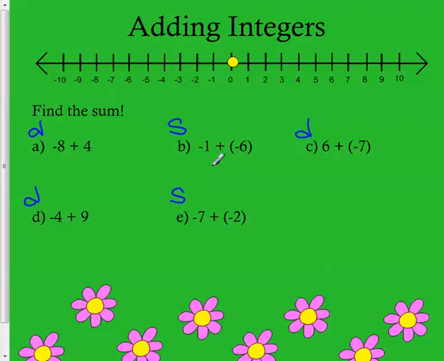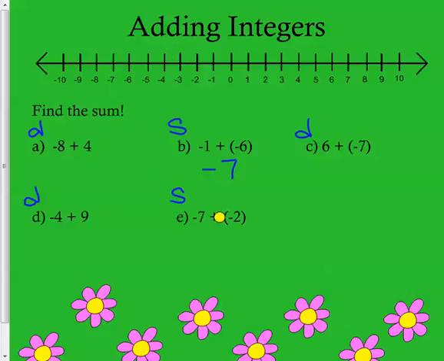They told us in the previous slide to take the sign that they share in common, which would be in this case a negative, and then add them together. If I have -1 and -6, I have -7. Let's look at that on the number line. I start at -1, and I have 1, 2, 3, 4, 5, 6 more negatives.